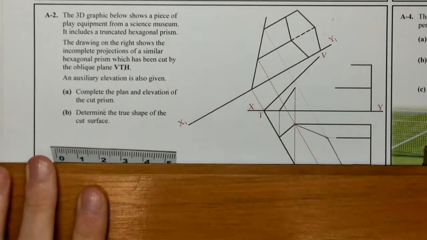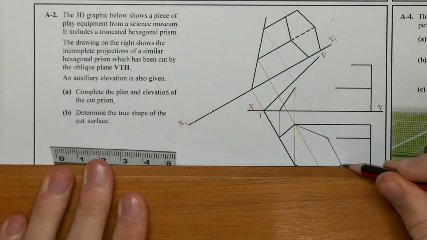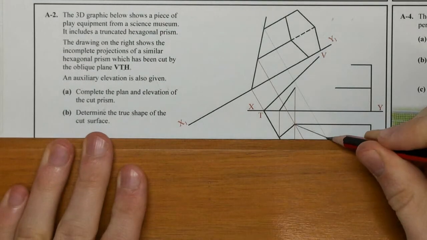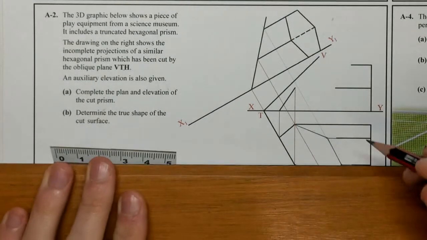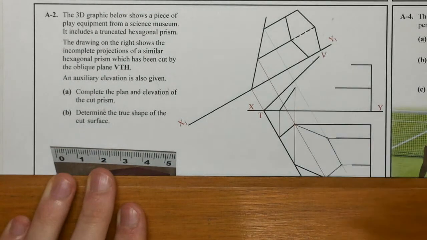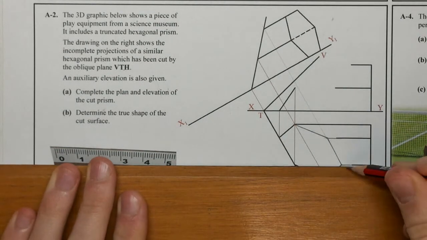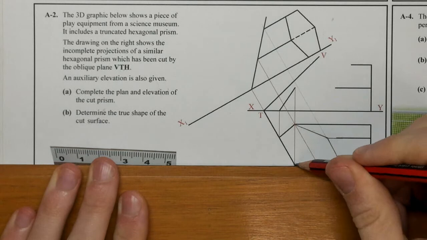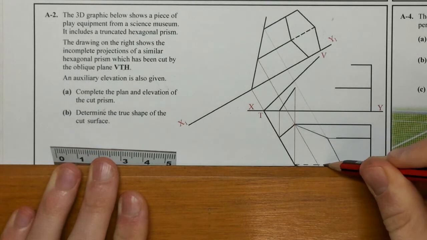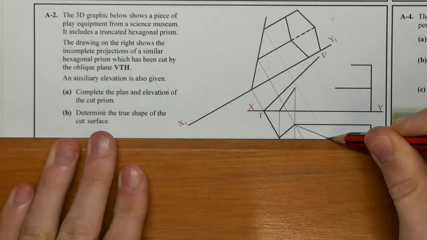Okay, that's a good surface there. I'll show that there, and actually we're going to have hidden detail representing the bottom edge of that hexagonal prism. So hidden detail running across.